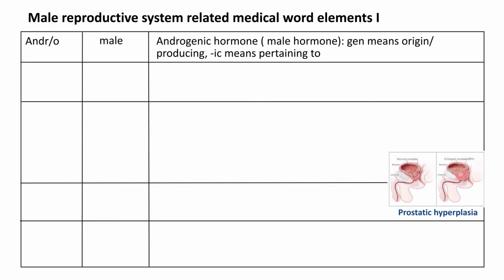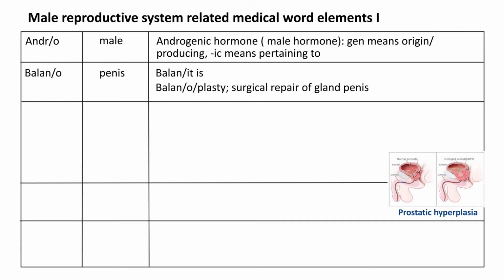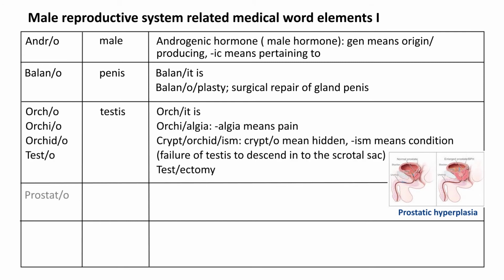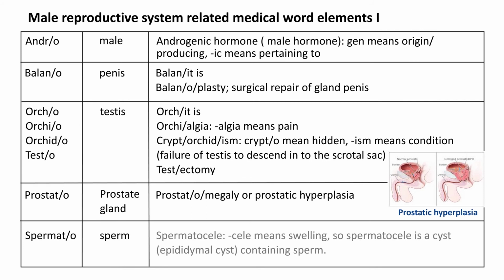This slide shows male reproductive system related medical words, like andro means male, balan means penis, and balanitis means inflammation of the penis. Prostate gland inflammation is prostatitis, and prostatomegaly means the enlargement of the prostate gland. Spermat means sperm. Spermatocele means a swelling or cyst-like mass that contains sperm.